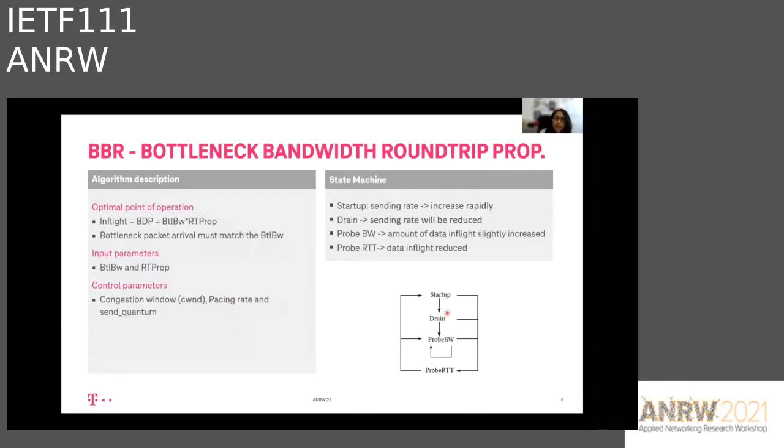depicted in this figure. In the startup state, the sending rate will increase rapidly until the pipe is detected to be full. Once this detection is made, the sending rate will be reduced to drain any possible queue, to finally go into a probe bandwidth state, where the amount of data in flight is slightly increased from time to time to probe for more available bandwidth. From any of these three states, the algorithm can go to the probe RTT state, where the data in flight is reduced to probe for lower RTTs.